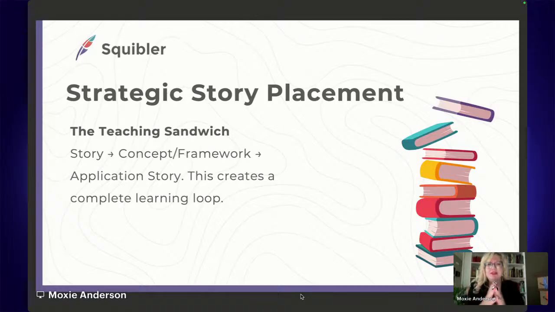You might also think about the teaching sandwich, where you talk about a story that's related to your concept, then you introduce the concept and framework, and then have a story that applies the concept and framework in the last section. This is going to create a complete learning loop where you have story, difficult concept or framework, and application.